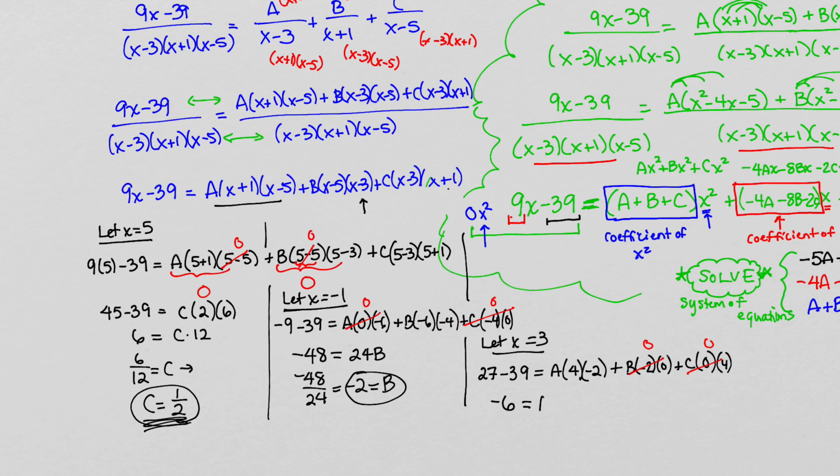Negative 6 equals A times negative 8, and therefore negative 6 divided by negative 8. Or if we like, what goes into that? 3/4? 3/4 is A.